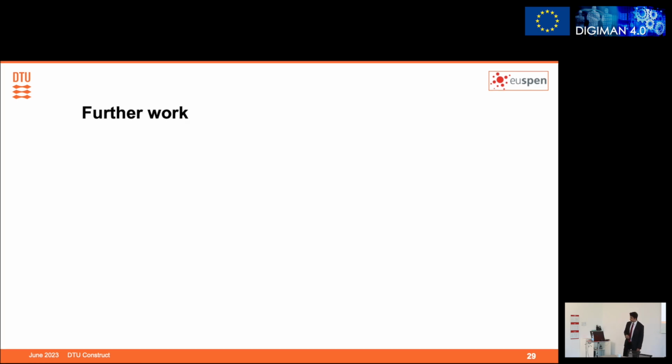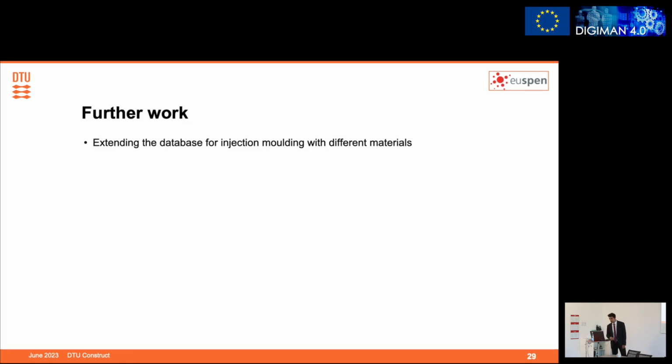And some suggestions for future work. For example, we can extend the database of injection molding with different materials. This study was done only with PVC, but if we can have various materials, maybe POM, polycarbonate, or whatever, if we can extend the database that we have, we can extend this study and make more accurate predictions also with other materials.